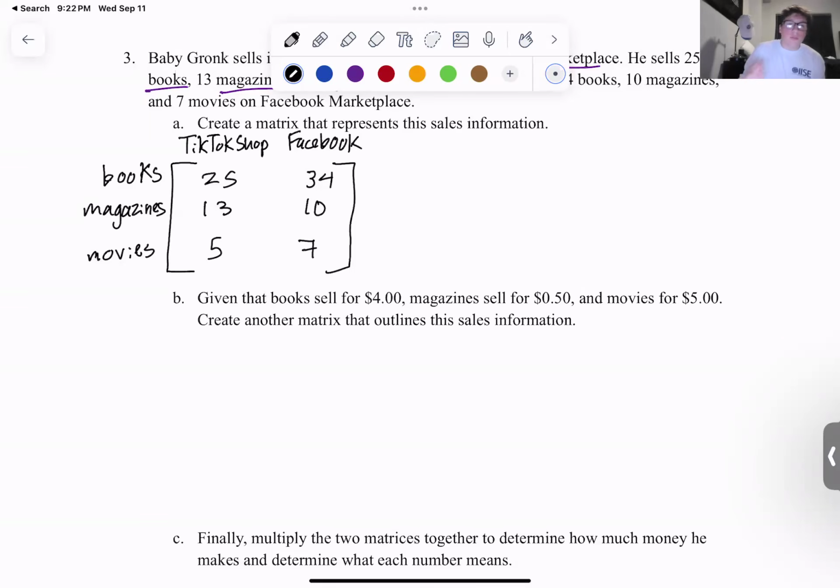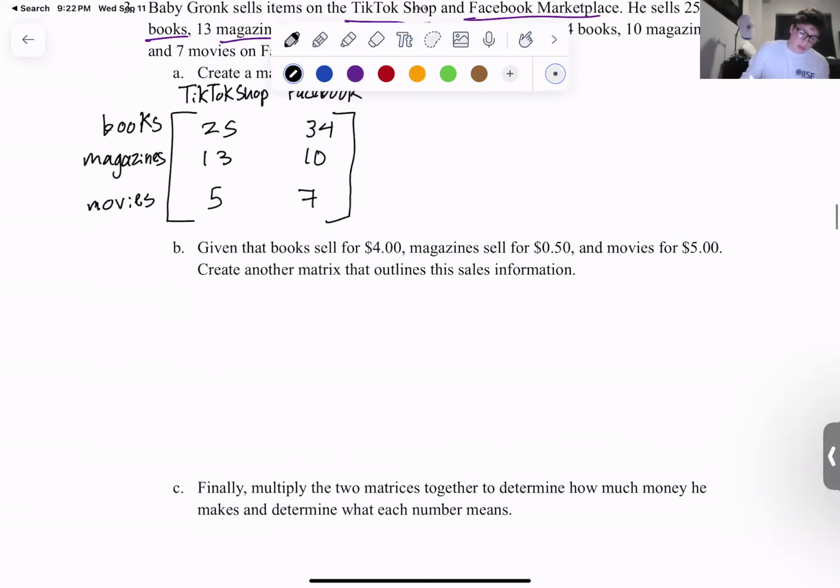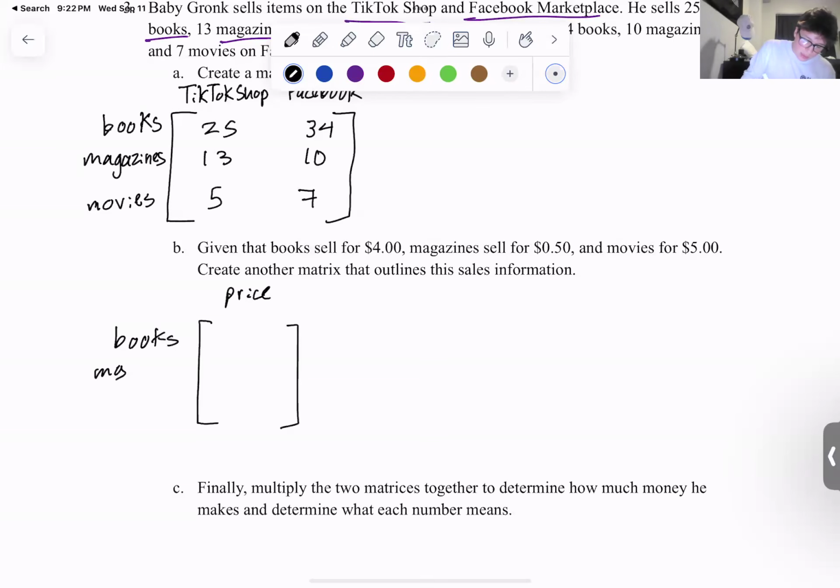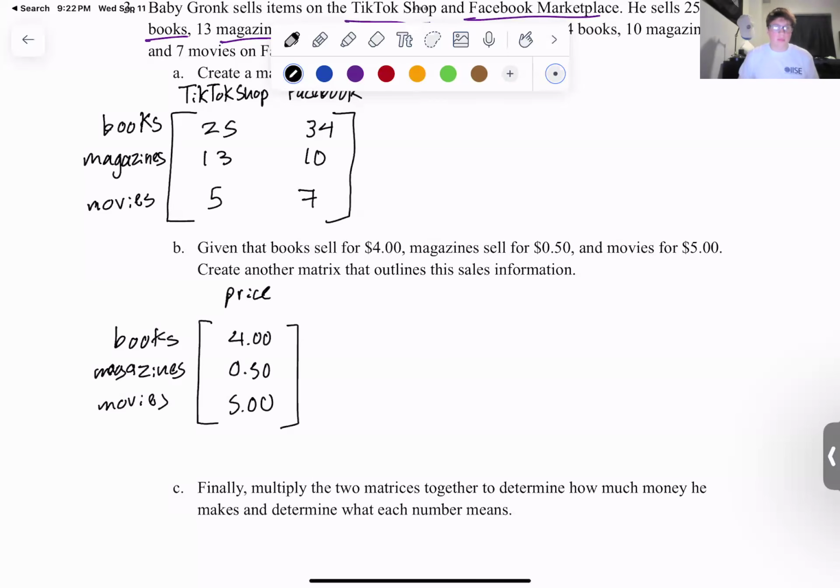Okay, so most of you guys are going to go straight to writing a matrix that's going to be a 3 by 1, like this. You're going to have basically the price, sales price, whatever cost. I mean, it's not really cost, but you get the drill, right? And you're going to have books, magazines, movies. And you're going to say $4, 50 cents, and $5. And this matrix is right? I mean, this matrix outlines the sale information, so technically it'd be right.